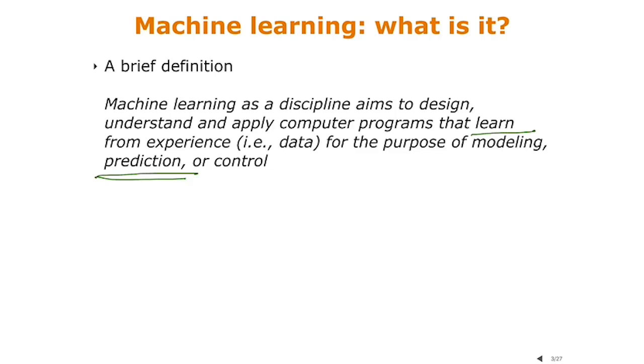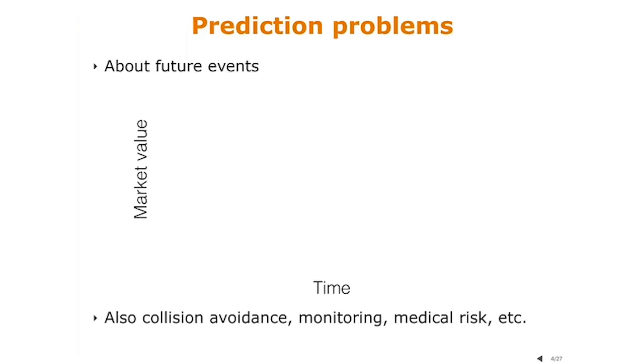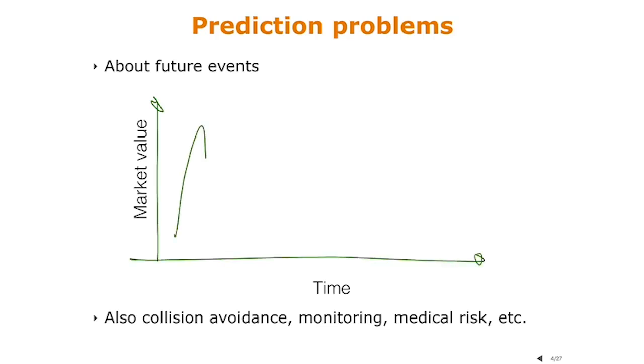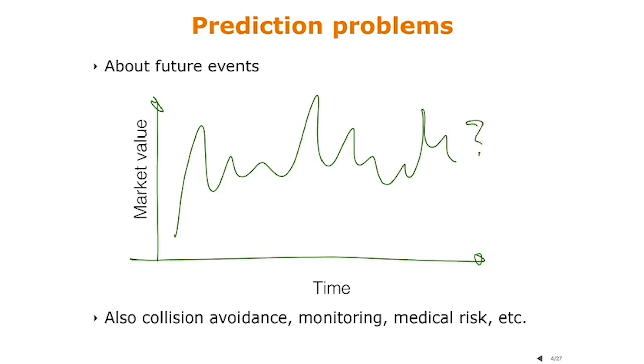So let's take a few examples to understand what this actually is. You can make predictions about future events. So for example, you may have a market value of a stock measured as a function of time, and you see some historical behavior of that stock, and you wish to predict what happens the next day.